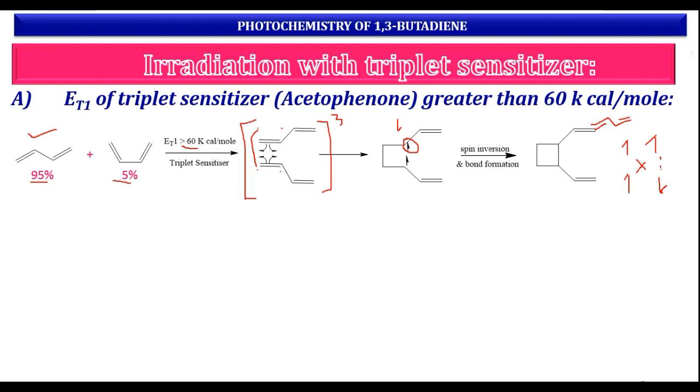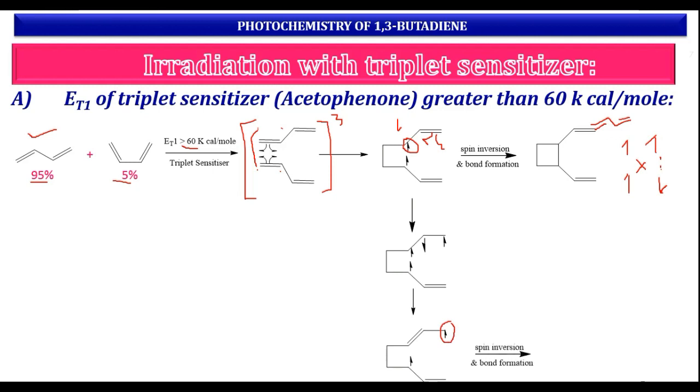So next, come to this place again. Now I am going to cleave this pi bond, so we get this compound. Now you see here, friends, the two electrons have opposite spins and are making a bond. The bond is a pi bond, as a sigma bond already exists. Now again you observe here the electrons have the same spin, so spin inversion and bond formation are needed.